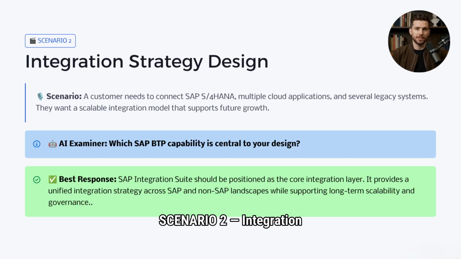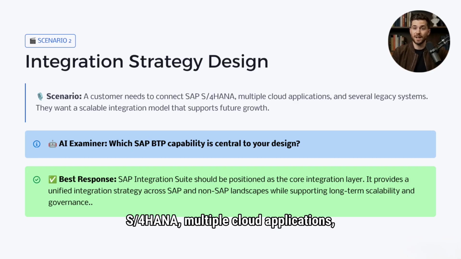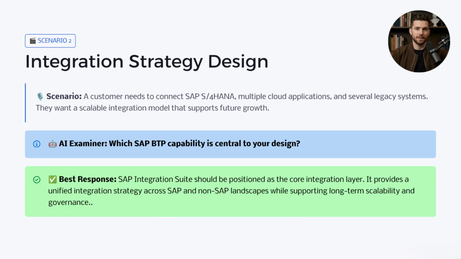Scenario 2. Integration strategy design. A customer needs to connect SAP S/4HANA, multiple cloud applications, and several legacy systems. They want a scalable integration model that supports future growth. As the solution architect, which SAP BTP capability becomes central to your design?